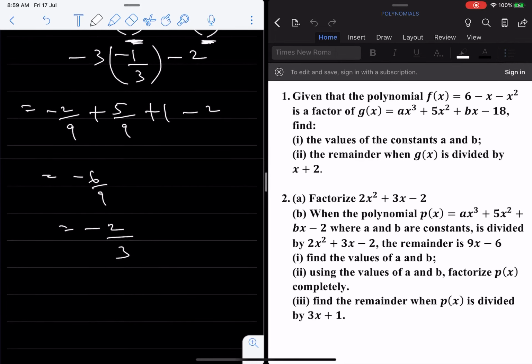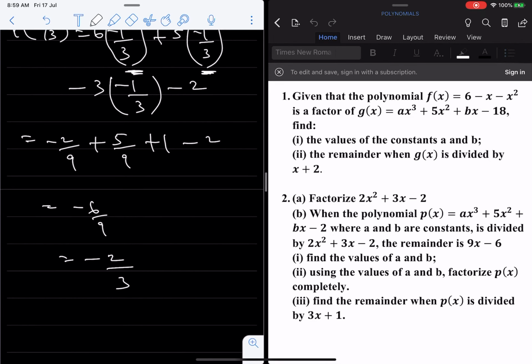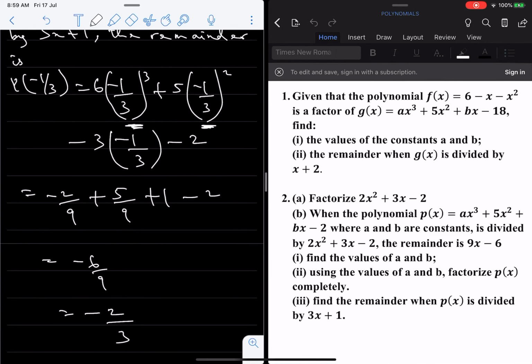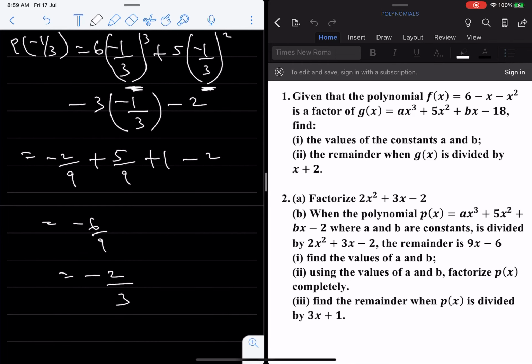It looks a bit tricky, but it's not difficult. You just have to be careful and make sure that your substitutions and addition and subtraction are correct, and you won't miss it. So that's the final answer, and that's where we're going.